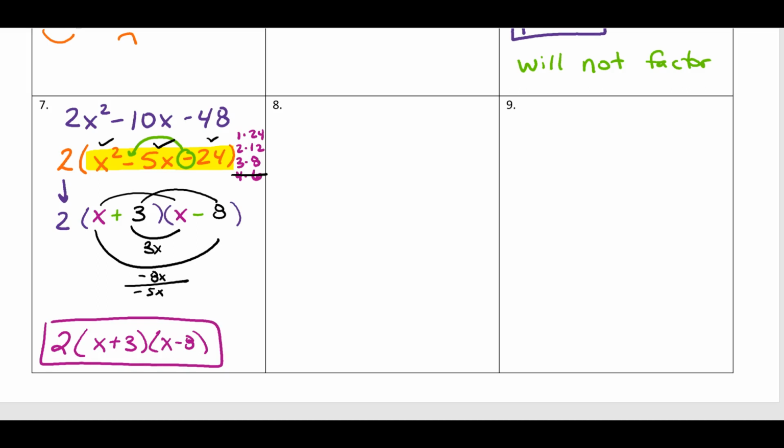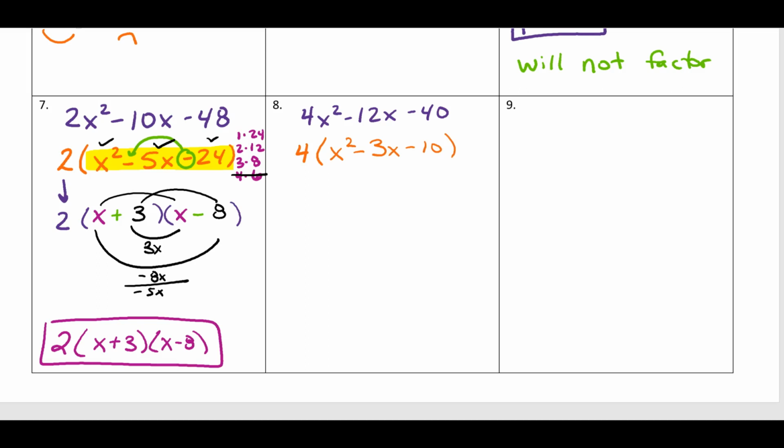All right, so let's try another one: 4x squared minus 12x minus 40. The first thing we want to do is factor out our greatest common factor. So 4x squared, 12x, and 40. The GCF is going to be 4. And then we're going to write down what's left over. We take a 4 out of x squared, we have x squared left. 4 times what gives me negative 12x? Well, that's negative 3x. And 4 times negative 10 would give me negative 40.